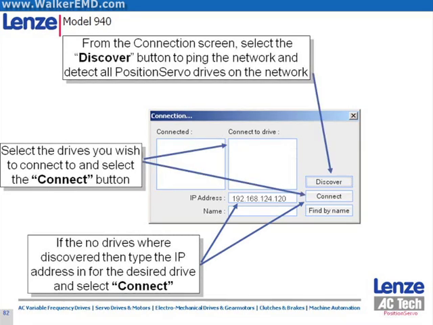A quick note: if your PC has more than one Ethernet adapter, the Discover button may not be able to detect any drives. You can still connect to your Position Servo drive in this case by simply typing in the IP address of the drive in question manually in the IP address field and then clicking on the Connect button.